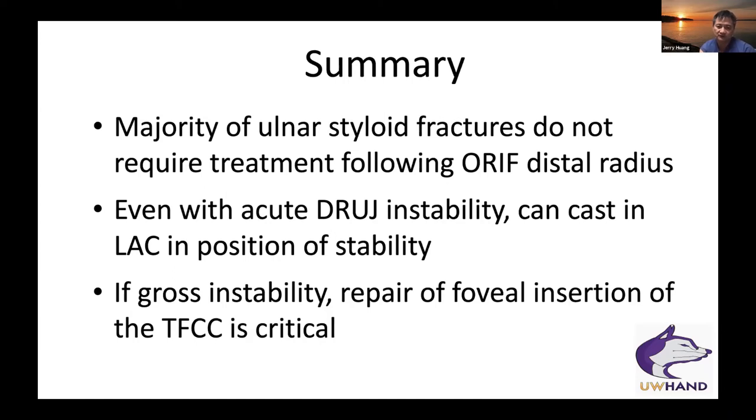That determines if it's a gross instability or not. I think even with gross instability, oftentimes it is stable in supination. In those cases, actually leave it alone and put an above-elbow cast in supination for 4 weeks. If you do have gross instability, you really want to make sure you address the fovea insertion of the TFCC. With that, I'll turn it back to Dr. Eberlin.